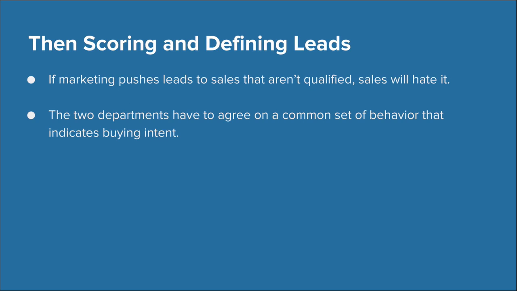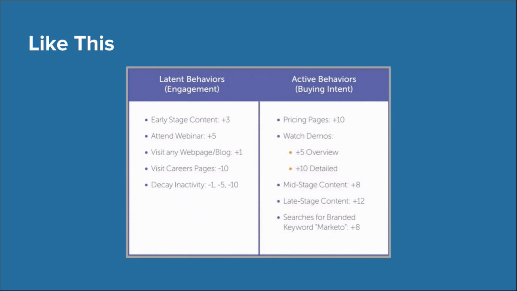And then sales and marketing have to agree about scoring and defining leads. If marketing pushes a bunch of opportunities to sales that aren't qualified or aren't ready to talk to a salesperson, sales is going to hate it. They'll despise it. And so the two departments have to agree on a common set of behavior that indicates buying intent. And it looks like this.